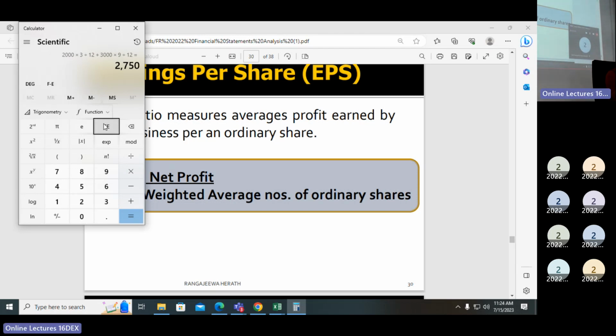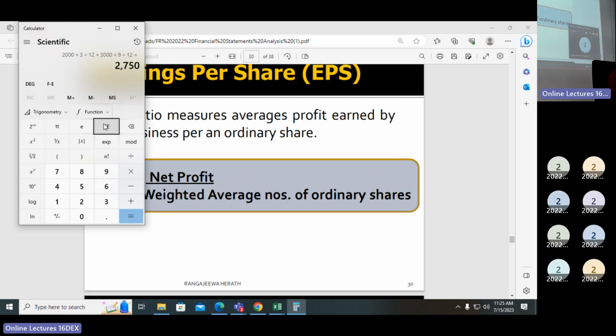Right? If you get the simple average, 2 million plus end of the year 3 million, 5 million divided by 2, you will get 2.5 million, 2,500. That's the simple average. So you can't use a simple average unless the share issue was made exactly after half, right? 1st October, then okay. So we don't go simple average, you just multiply it by the number of months. Then profit divided by that, you will get how much earnings per share.